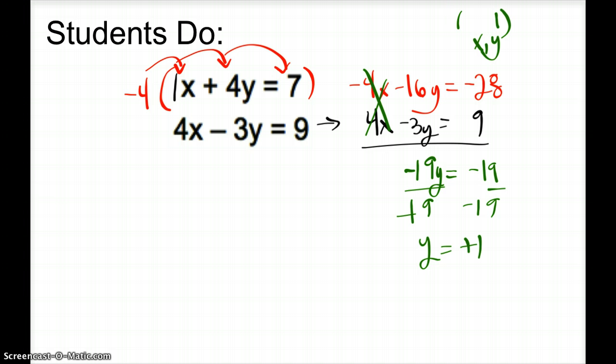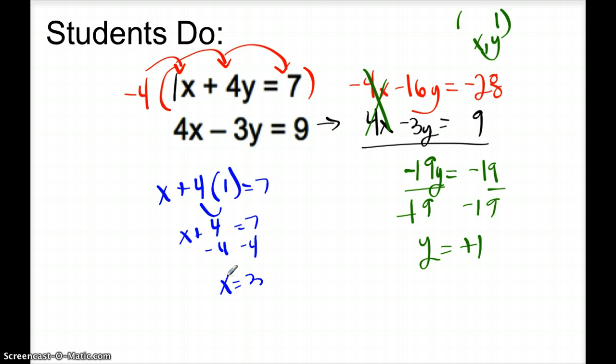Find my x by plugging it back in. Either one, I'm going to pick this one, it's pretty easy. So I have x plus 4, our y value is 1, equals 7. Multiply and simplify. 4 times 1 is 4. So x plus 4 equals 7. Something plus 4 equals 7, minus 4 minus 4, x equals 3.